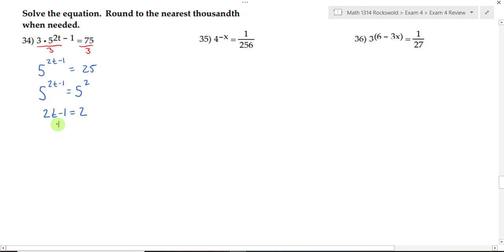This is just a simple linear equation. We can solve it by adding 1 to both sides, giving us 2t equals 3, and then divide both sides by 2, and we get t is equal to 3/2.